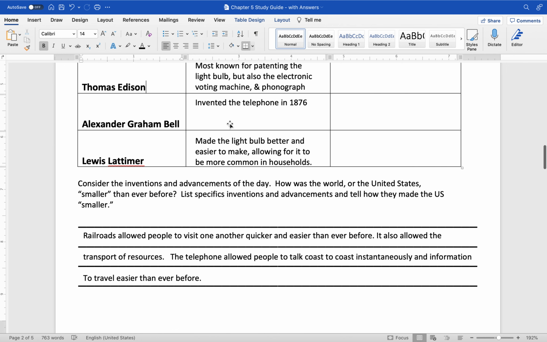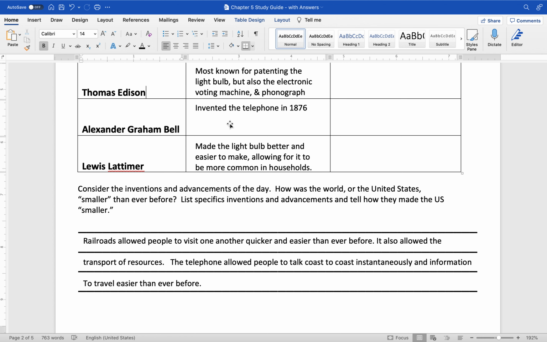Super rich dude also. Thomas Edison, most famous for the light bulb. Not the first inventor of the light bulb, but the first inventor to actually make the light bulb really work. He also had a few other inventions like the phonograph, which is like a music player or a sound machine, an electric voting machine.